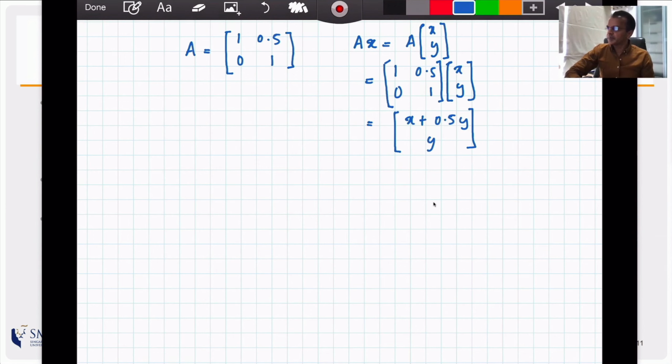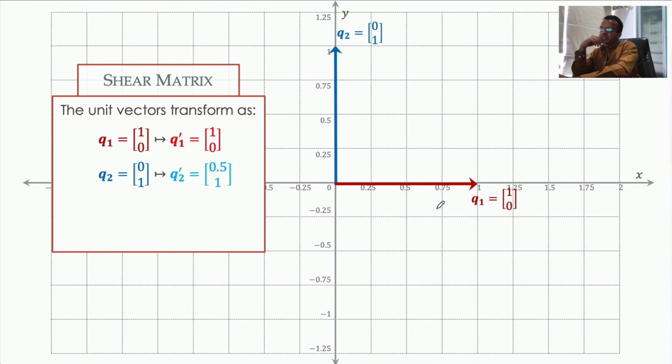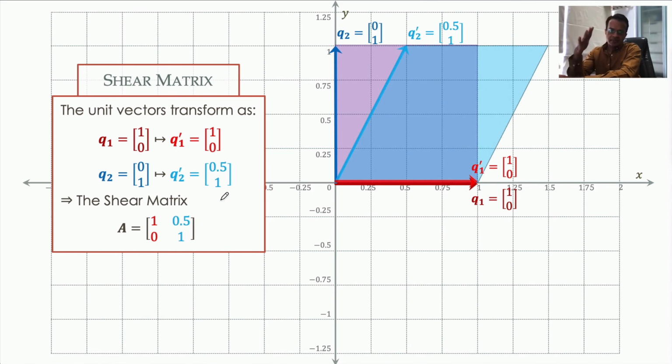In order to understand what any matrix does to the whole space, you would start with the columns of the identity matrix, the unit vectors, and we'll see what the matrix does to those vectors. So if I take q1, that doesn't change, but q2 becomes (0.5, 1), that's what the matrix does. The columns of the matrix were (1, 0) and (0.5, 1). So q1 prime, the transformed q1, is the same as the original q1, but q2 became slanted. So if you think about the unit square there, it becomes a slanted, sheared kind of shape. It becomes a parallelogram. That is a shear matrix. That's why it's called a shear matrix.